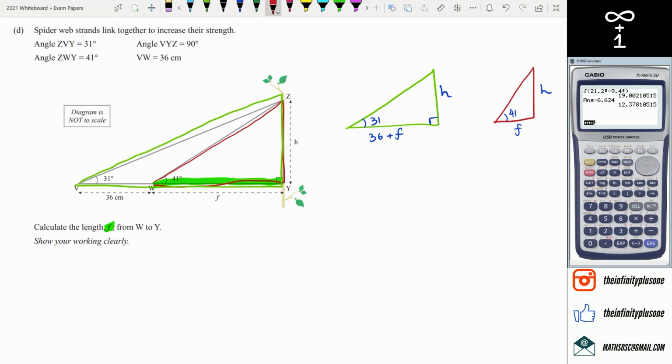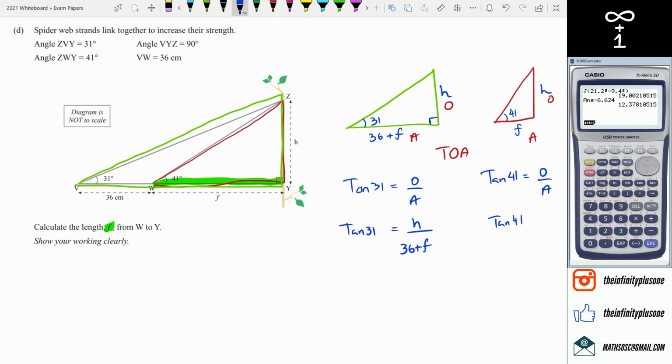What do I mean by that? We've got opposite and adjacent, opposite and adjacent. So we're using TOA for both, which is quite nice. We can say that tan of 31 equals H, opposite over adjacent. And on this side, tan of 41 equals opposite over adjacent. Opposite in the green triangle is H. Adjacent is 36 plus F. And this is tan 31. Here, we've got tan 41 equals opposite, which is H, divided by adjacent, which is F.